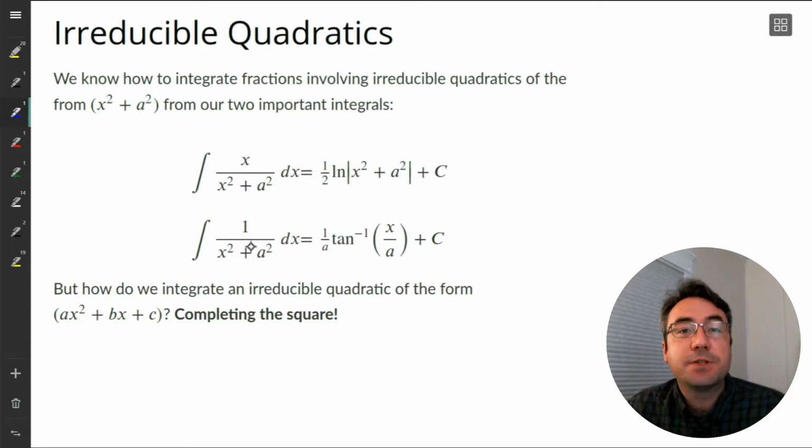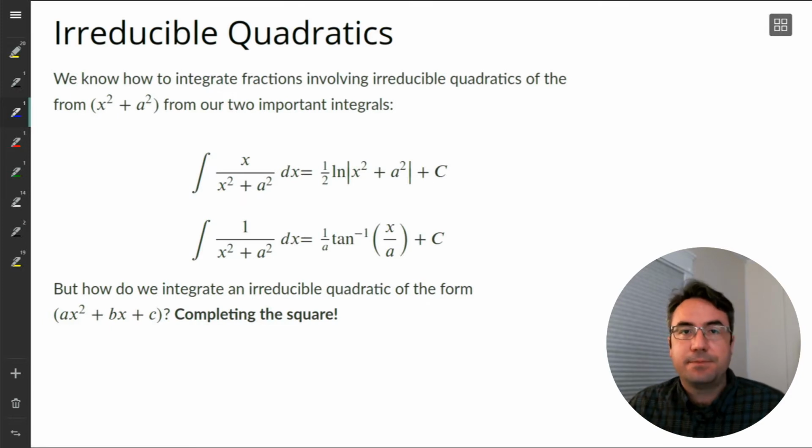And then we also have this one, the integral of 1 over x squared plus a squared, and that involves inverse tan. So 1 over a times inverse tan of x over a. So those are our two integral formulas that we rely on here. And they only have the format of x squared plus a squared in the denominator.